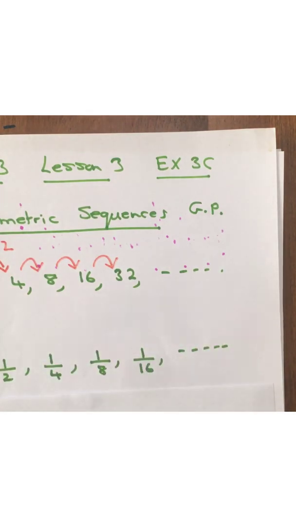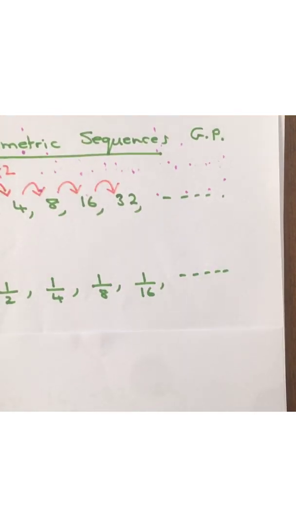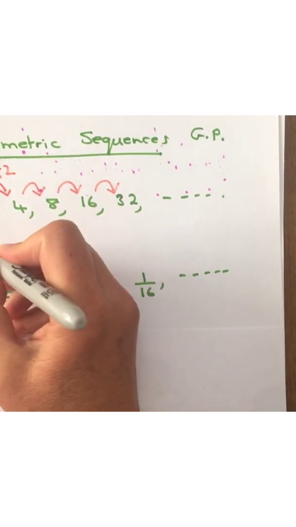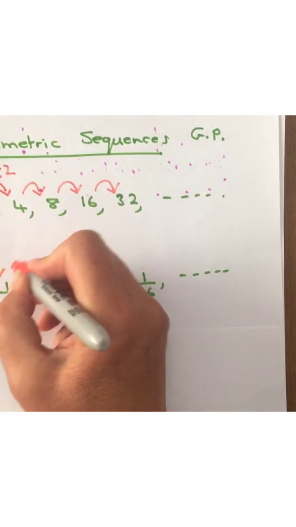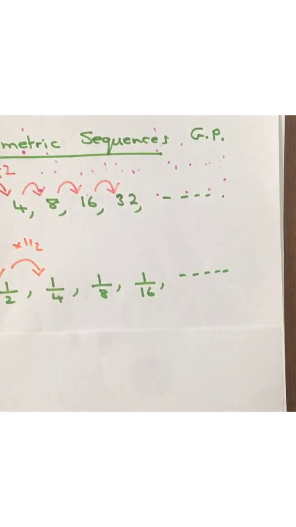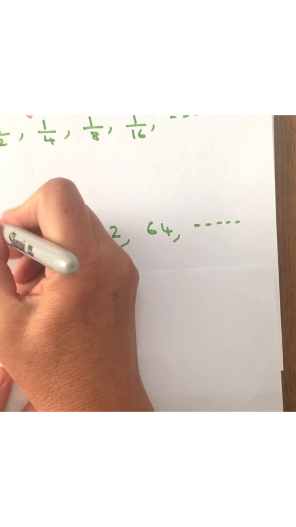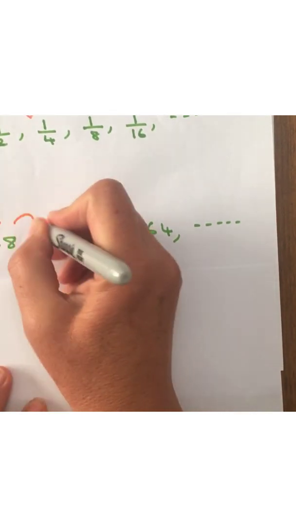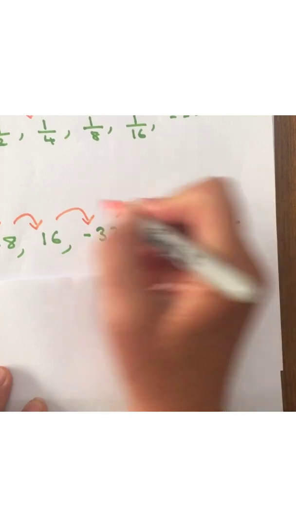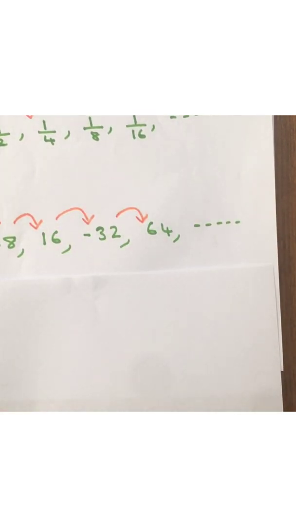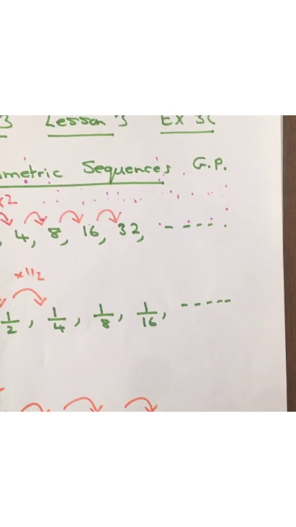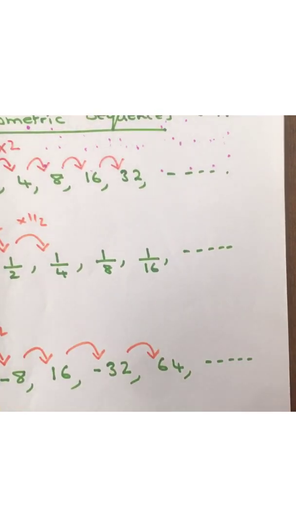In this sequence here, to get from one term to the next, you are dividing by 2, or timesing by a half. The numbers can be negative as well. To get from one to the next here, you are multiplying by -2. So each time you have to be multiplying by the same number. So, three examples of geometric sequences: timesing by a half, timesing by 2, and timesing by -2.